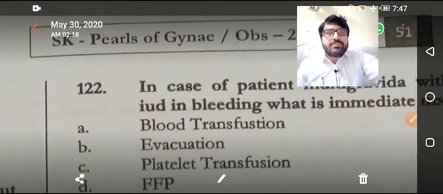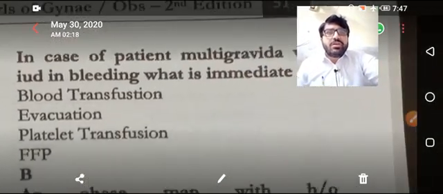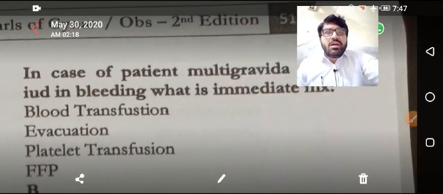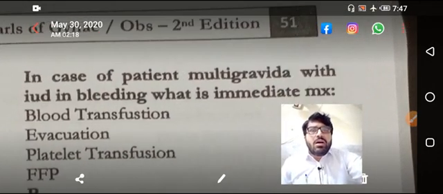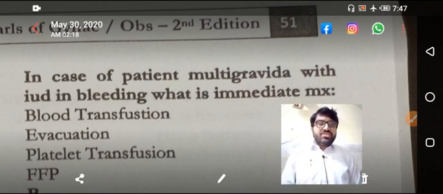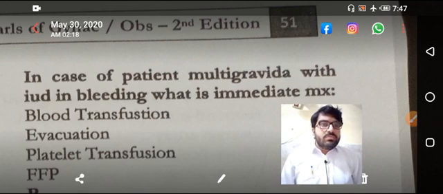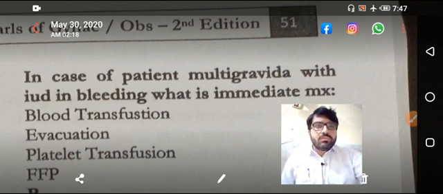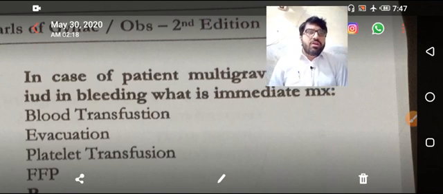Coming next, in case of a multigravida with intrauterine death and bleeding, what is the immediate treatment? So the answer over here is evacuation. It is not blood transfusion. Treat the cause, because if they were interested in blood transfusion, they would give you the hemodynamics, and they would tell you whether it is massive bleeding. But intrauterine death with bleeding, evacuate.